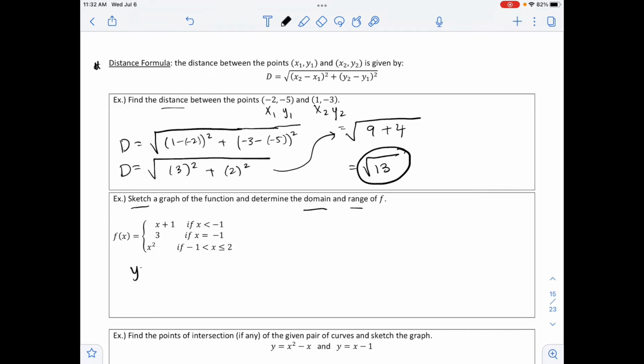So the first graph that we have is y equals x plus 1. The second graph is going to be y equals 3. And that third one is going to be y equals x squared. Again, remember f of x is the same thing as y. And so I'm going to go ahead and set up my coordinate plane over here on the right. And I'll go 4 each direction.